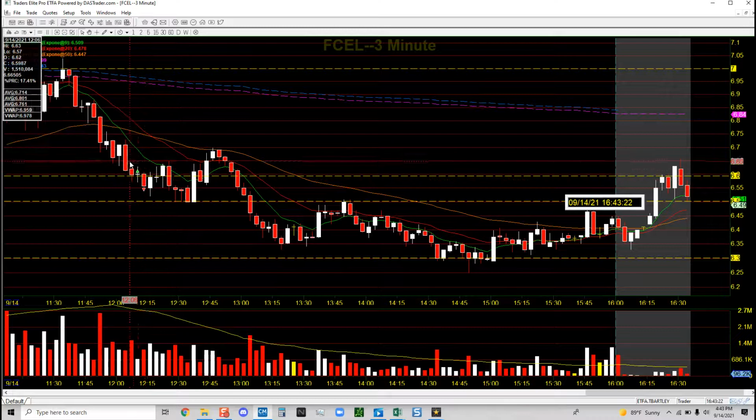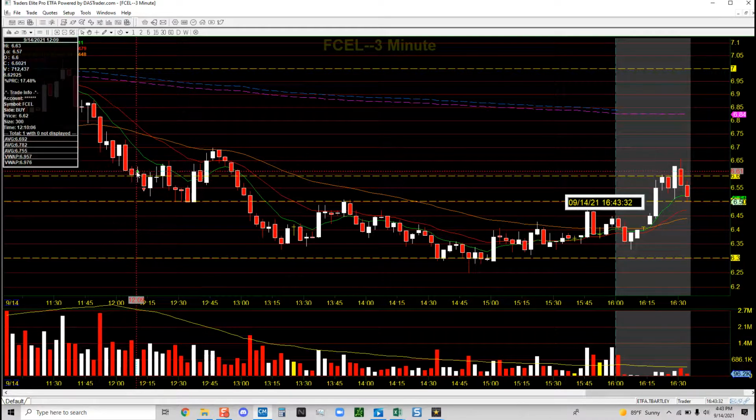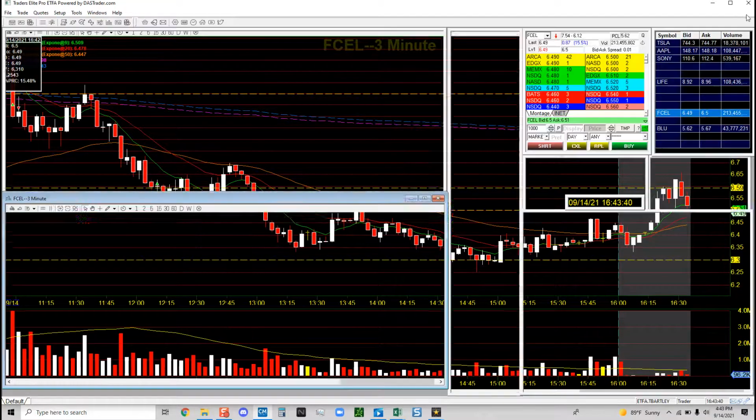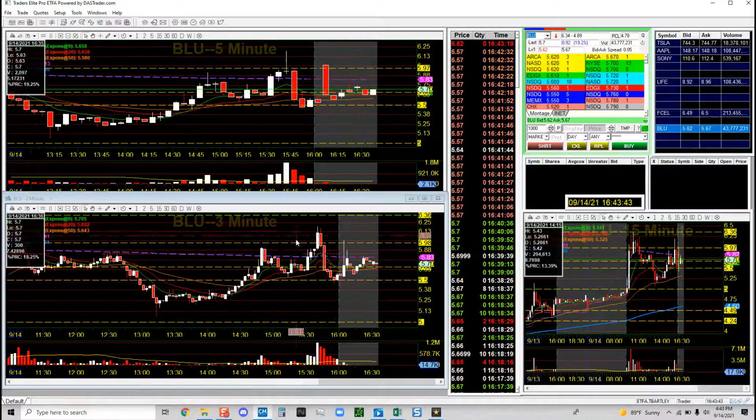Right here, trying to play it again. See, nice little wicks right here, but there's just no momentum. The volume just gave out. I don't know, man. The volume did not come back. Tried to play a bounce, went against me, dump, boom. Sucks. And I was on that one. Those were two trades on FCEL, and I took some more trades on BLU.